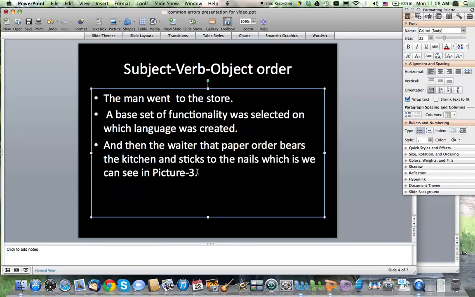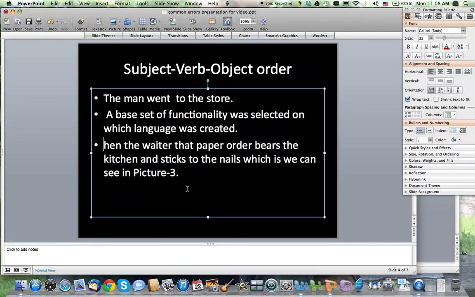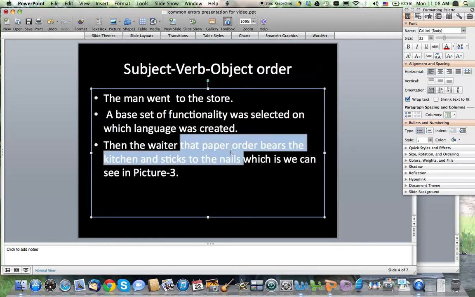And then the waiter, that paper order bears the kitchen and sticks to the nails, which is we can see in picture 3. Now this one has a few problems. First of all, and then, let's just make it then. Do you need me to pause this? Okay. Then the waiter, that paper order bears. So that paper order is the object. Now the object should normally go after the verb.